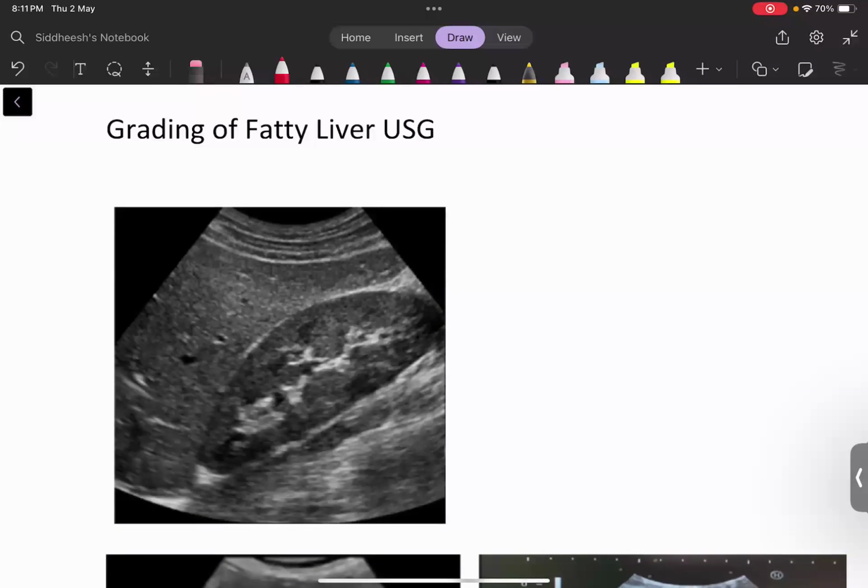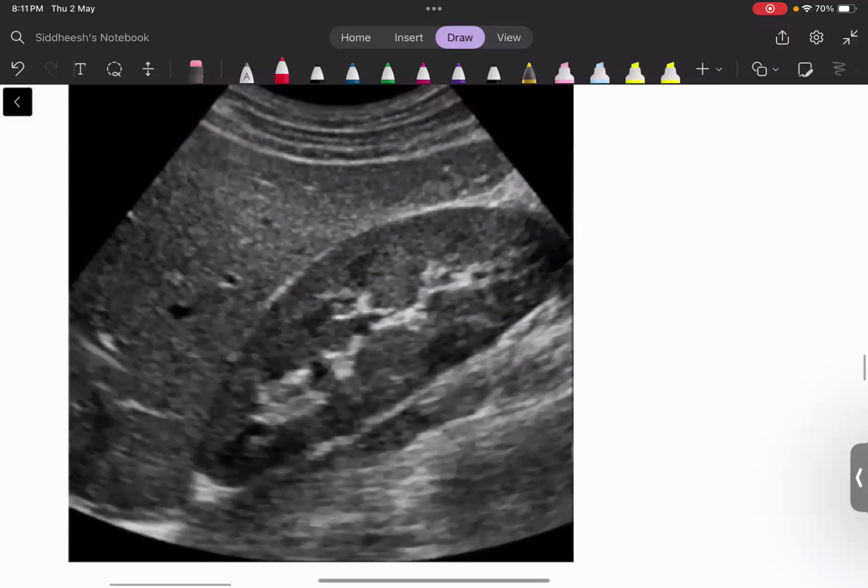Now the most important thing is grading of fatty liver. You might be seeing grade 1, grade 2, grade 3 in your reports. So how do we find whether my patient has grade 1 or grade 2 fatty liver? So what to do now? Again, try to focus on the screen now. I will use a different color.